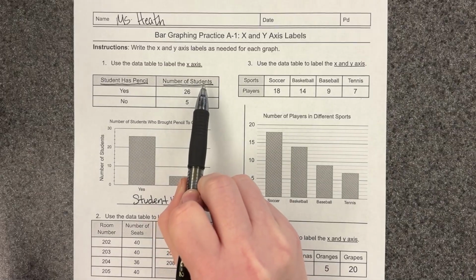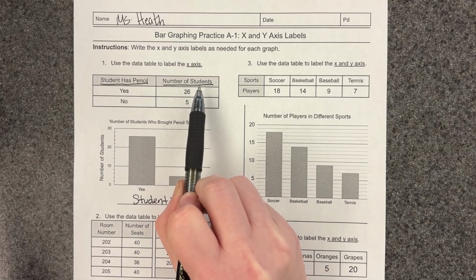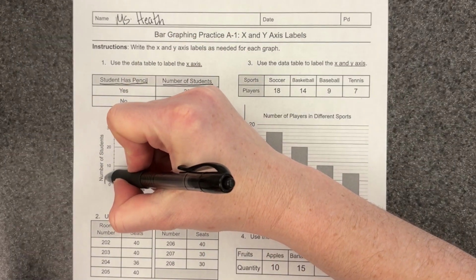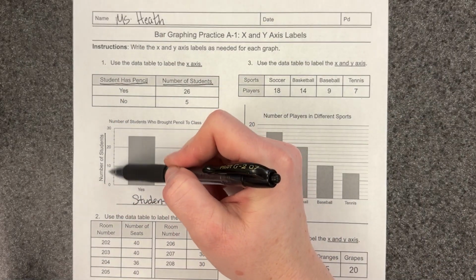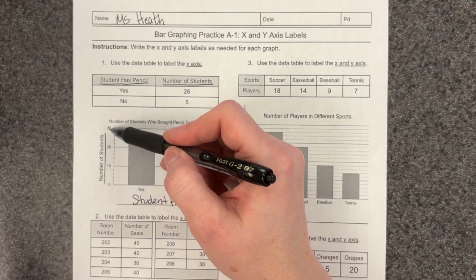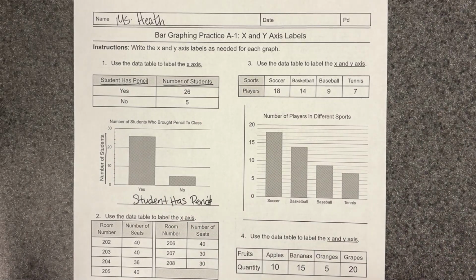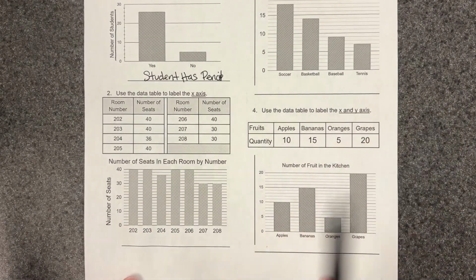Now the number of students, that's our dependent variable, that's what we measured. Notice that's already on the graph here so that we know these numbers right here represent the number of students that did or didn't have a pencil. Now, question number 2 down here, you get to do on your own.